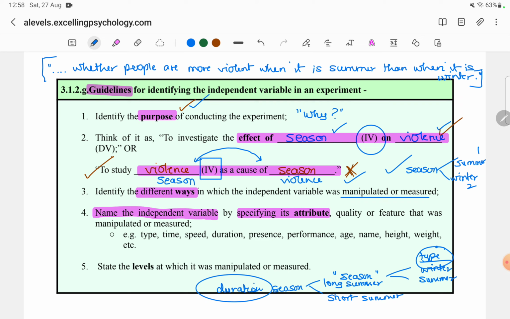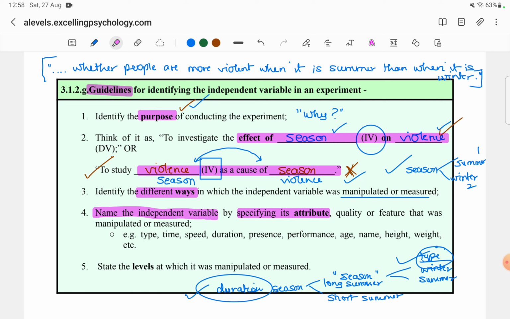When it comes to any variable, independent or dependent, there are different attributes of it that researchers could study. So two researchers could be manipulating or measuring the same independent variable, but they could study different aspects of it, like I've given you the example here. So it's always good practice to specify which attribute of the independent variable has been studied.